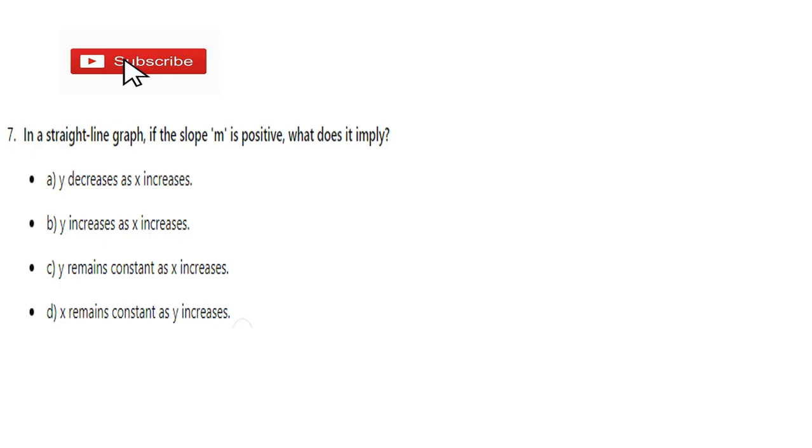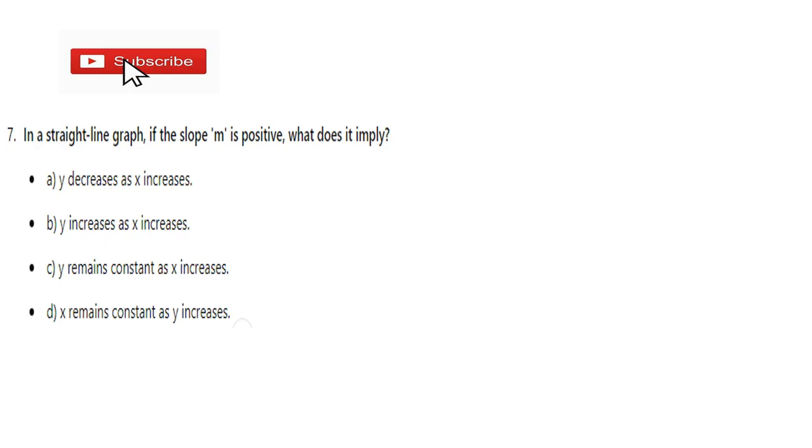Next question says, in a straight line graph, if the slope m is positive, what does it imply? In this case, the slope is taken as m, and the question is saying if the slope is a positive slope, what does it mean? A, y decreases as x increases. B, y increases as x increases. C, y remains constant as x increases. And D, x remains constant as y increases.